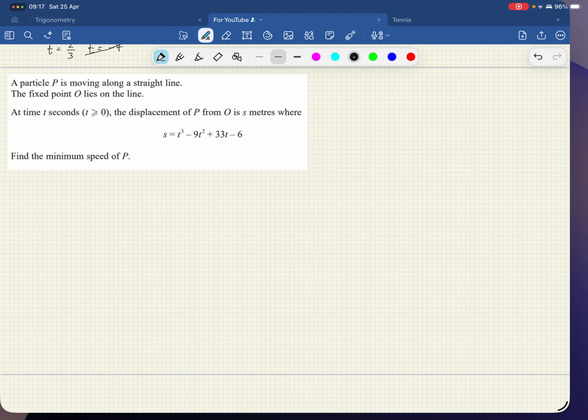Now, we are going to want to differentiate it. Let's just do that quickly, because that's going to give us the speed function. So again, ds by dt, and that's going to give us 3t squared minus 18t plus 33.